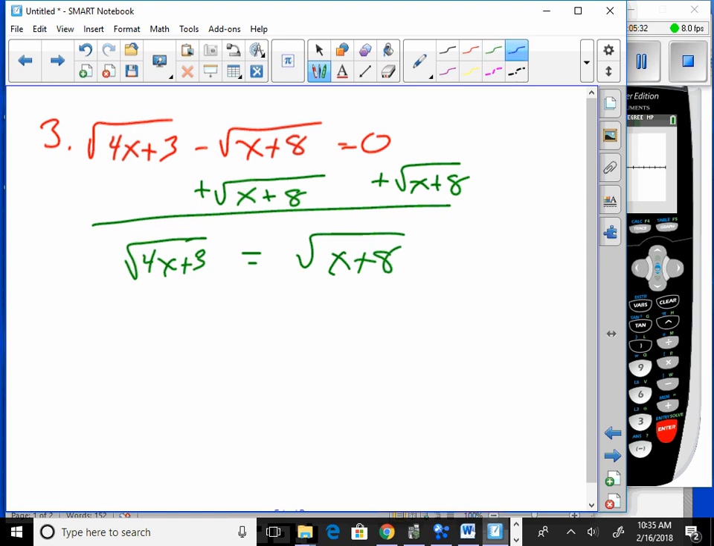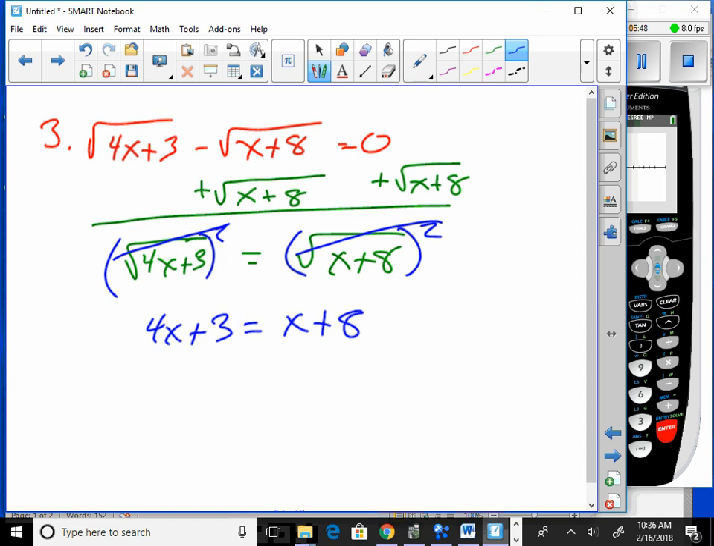And now we can go with Joel's suggestion where we can now square. So I'm going to square the left-hand side of the equation and square the right-hand side. So now a square and square root will cancel each other out, and I'm left with 4x plus 3 equals x plus 8. Now I need to get my x's on the same side of the equation, so I am going to minus x. And minusing x is like minusing 1x, so I can put a 1 in front of it.